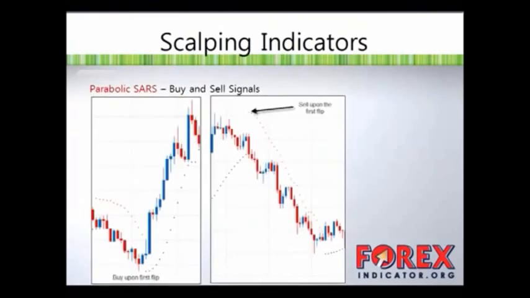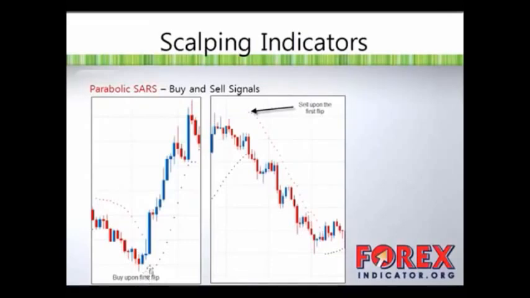The first indicator I'll talk about is the parabolic SAR. This parabolic SAR serves as a buy and sell signal. How it works is this. Take a look at this picture here. Can you see the red color dots and the black color dots? When the dots are above the candle, it gives us a sell signal. When the dots are below the candle, it gives us a buy signal.